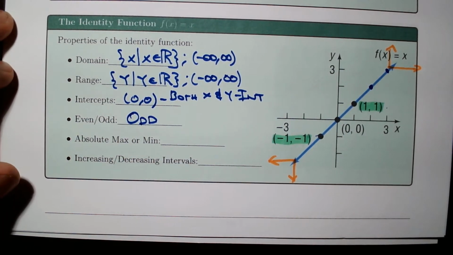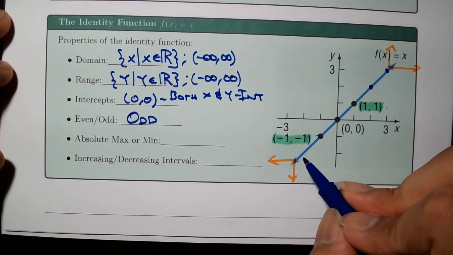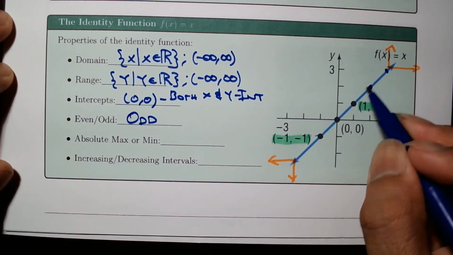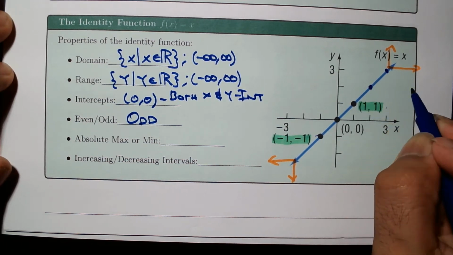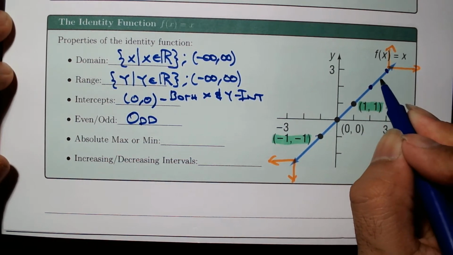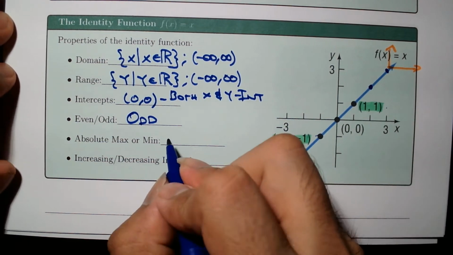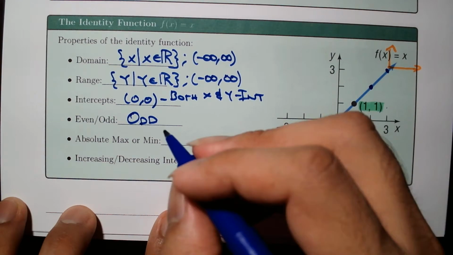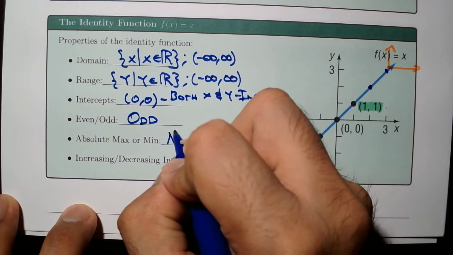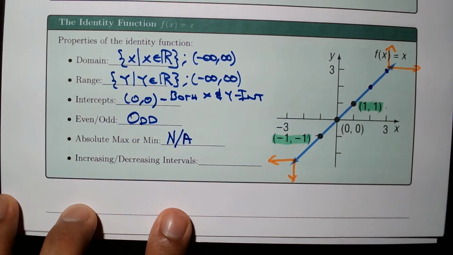Do we have an absolute max or an absolute min? Well, in this case, the graph increases forever. It never gets flat or never reaches a max to then go downward. So again, in this case, this is not going to apply at all.